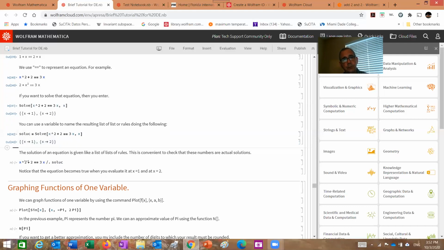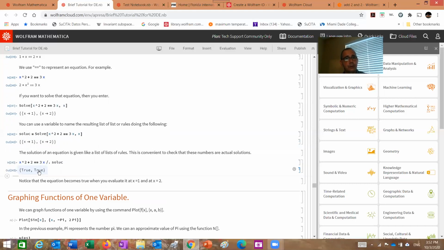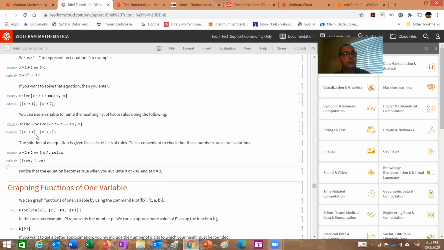When you apply these rules to this equation, what the system does is to replace the x by 1 and by 2 separately and check whether the resulting equations are true or not. And then here, when you press Enter here, you get what? You get true and true. It means that both are solutions of that equation. So this can be a very useful way of checking that the two values, the two numbers, are solutions of that equation.